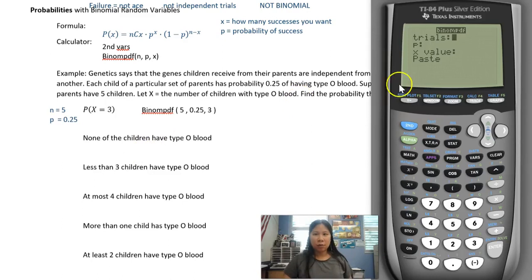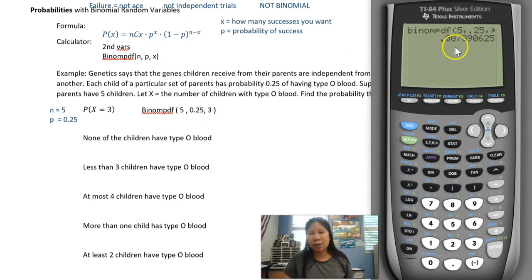All right, so for this problem, we know N equals 5 because we're having 5 children total, so that's the first number that we type in. And then our P, our probability of success, was the 0.25. Type that in. And then we're being asked about X equals 3, so the X value for us is going to be 3. Hit enter, enter. So there's our probability. So all your calculator did was use that formula to calculate this.